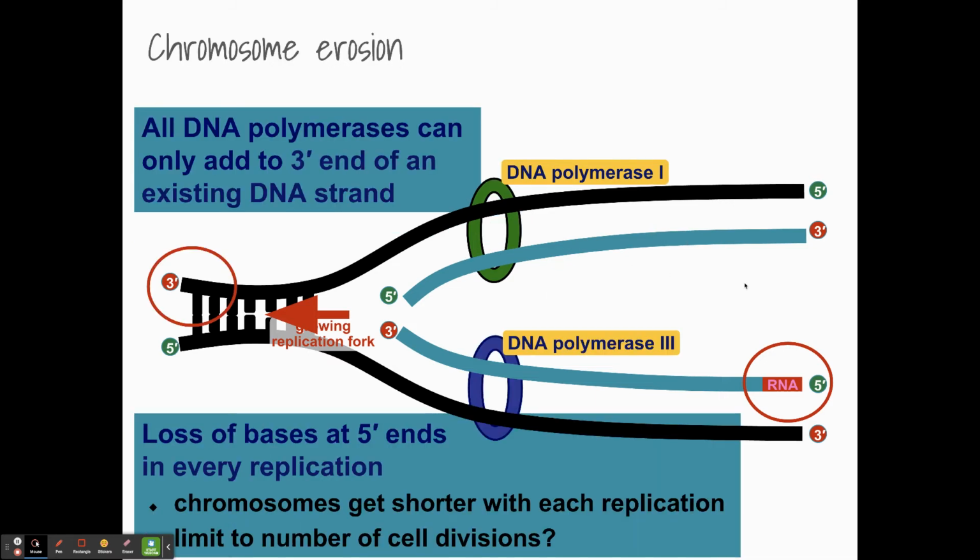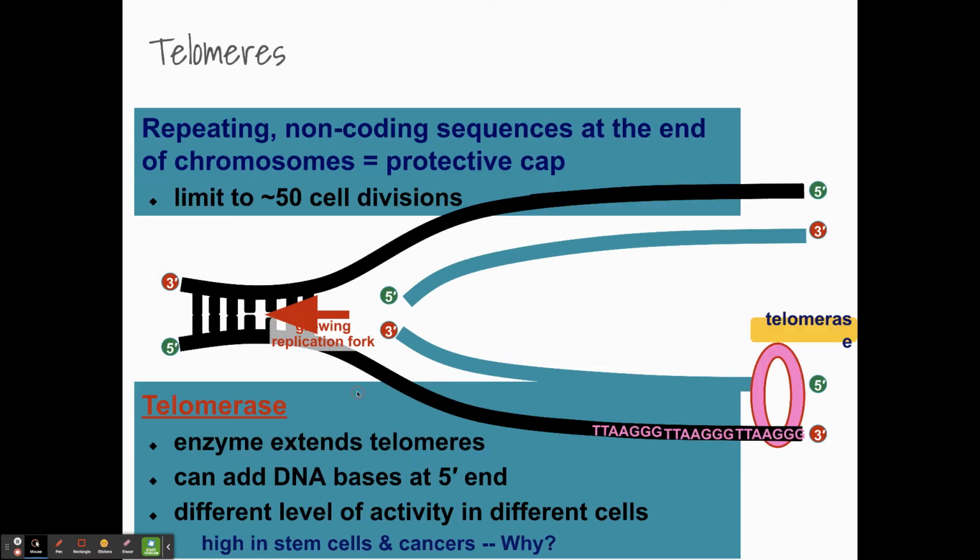Every once in a while, the ends of the chromosomes start to erode. DNA polymerase can only add to the 3' end of the existing DNA strand, so there is a loss of bases at the 5' ends in every replication. Sometimes the chromosomes get shorter with each replication, which then limits the number of cell divisions. They form what are known as telomeres.